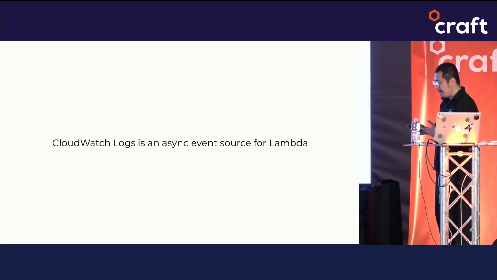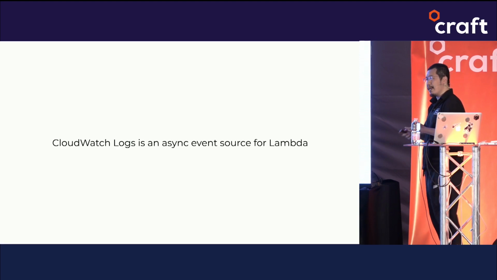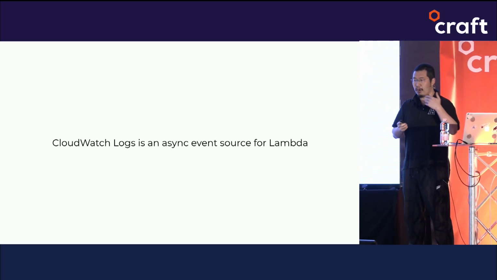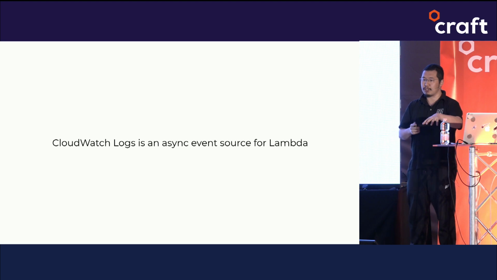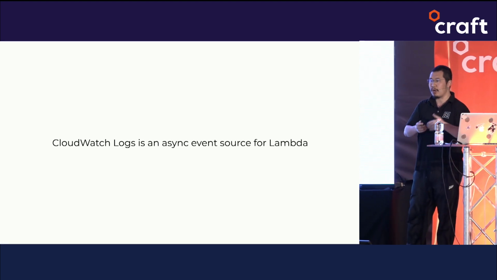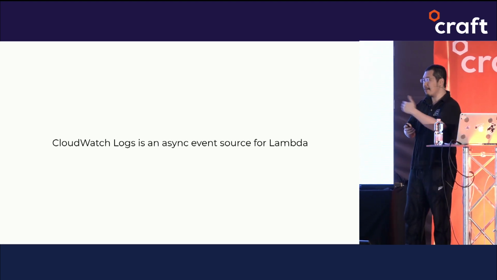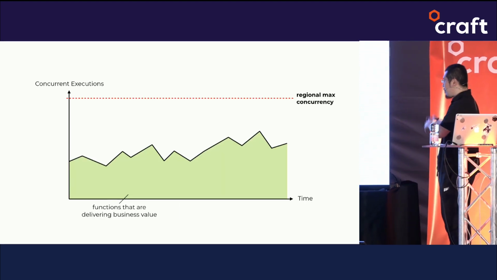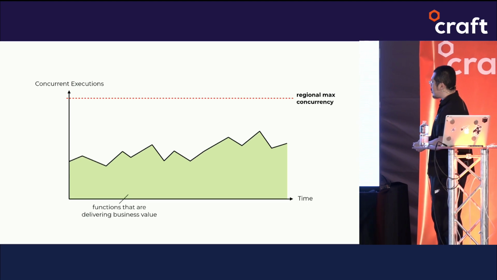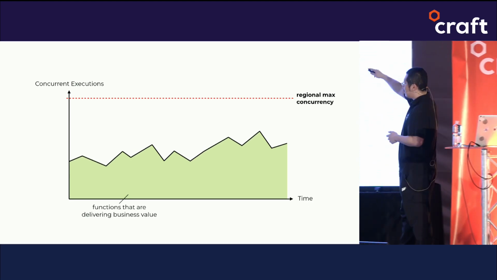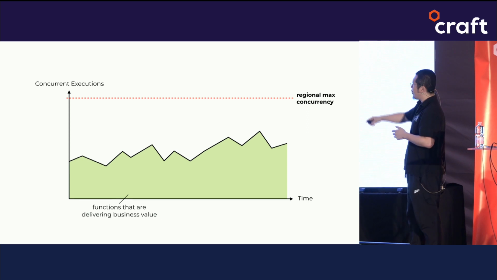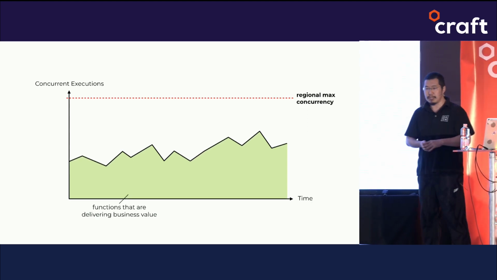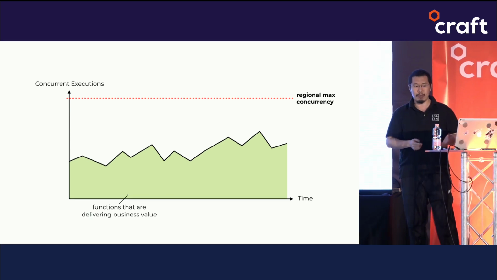But the thing to keep in mind here is that CloudWatch Logs itself is also an async event source for Lambda. And what that means is that when you have a lot of logs being written and sent to CloudWatch Logs as an async event source, it's going to try to invoke the Lambda function directly straight away, which means when you've got all these Lambda functions running in your region and using a lot of your concurrency, with Lambda, you have a default regional concurrency limit of 1,000. That's a soft limit. You can raise it via a support ticket.